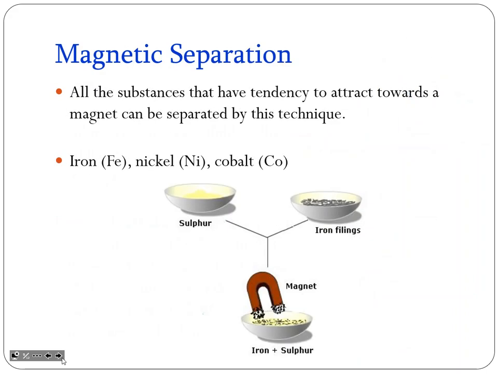Magnetic separation, obviously, in order to separate something by the magnetic property, it has to be attracted to the magnet. Many metals are, some are not. This example is showing you solid sulfur and iron filings. The iron, of course, would be attracted to the magnet, whereas the sulfur would not, and you'd be able to separate it out.